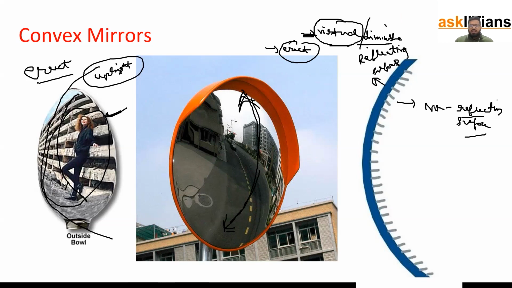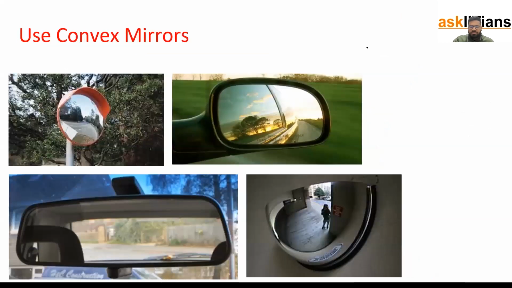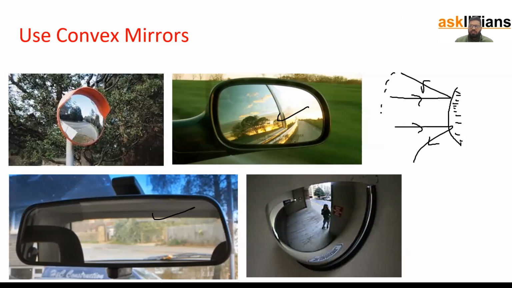So due to these properties, it has several applications. We'll see the applications of convex mirror now. The basic application is in the rear view mirror. These two are rear view mirrors of the car. These are basically convex mirrors, because convex mirrors have the benefit that light rays diverge. Suppose this is a convex mirror, light rays are coming, they will get reflected like this. So they have a much larger field of view. This is the field of view which the reflected rays are covering.